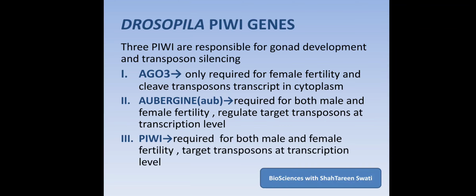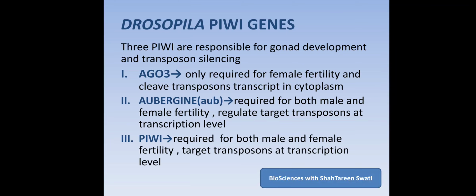Second one is Aubergine, required for both male and female fertility, and it regulates target transposons at the transcription level. And the third one is PIWI, a protein required for both male and female fertility, which targets transposons at the transcription level. Okay, now I am sharing a very important thing here.